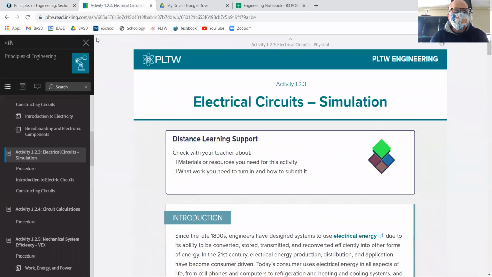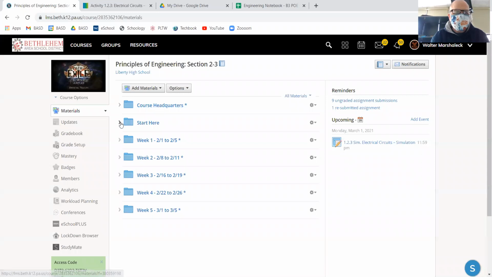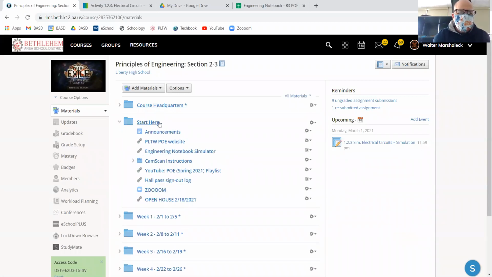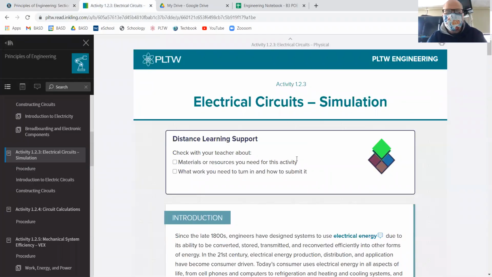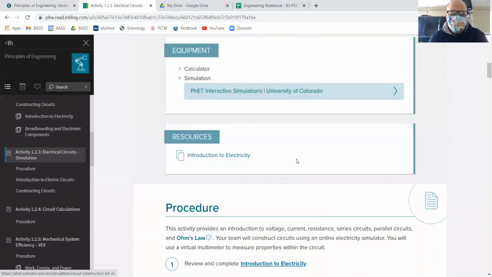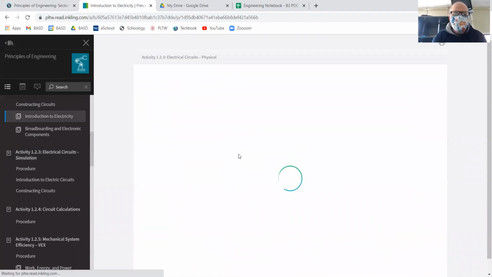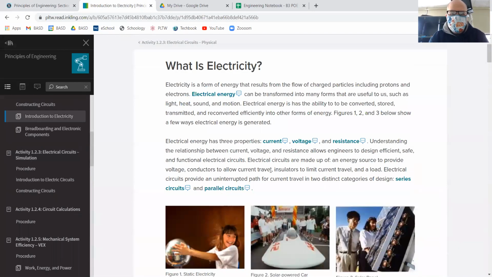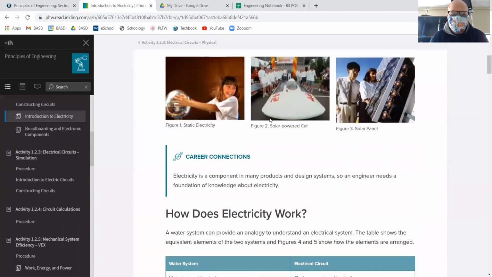And so you should be able to find that if you start at the Schoology, not the Googly, the Schoology course page. Start here, Project Lead the Way course page. There it is. That is the assignment. And within that assignment, there is a resource called Introduction to Electricity, which I've asked everybody to read and take notes on, all kinds of clickable notes here.